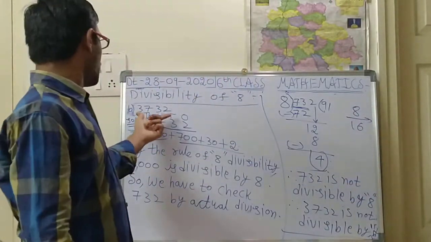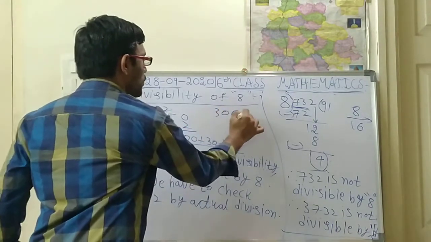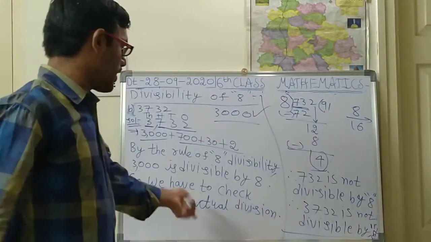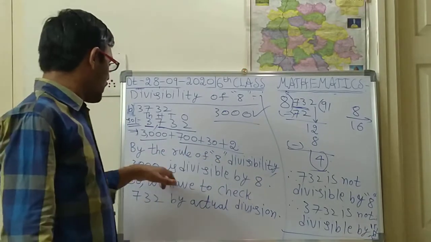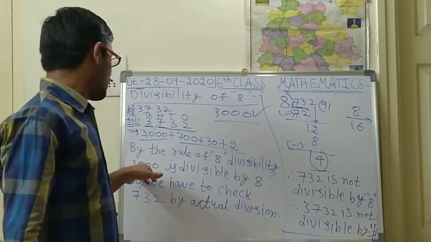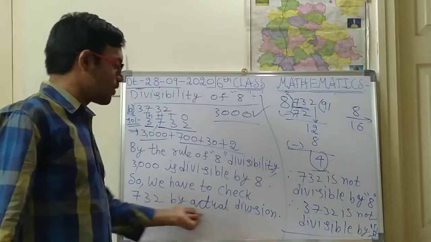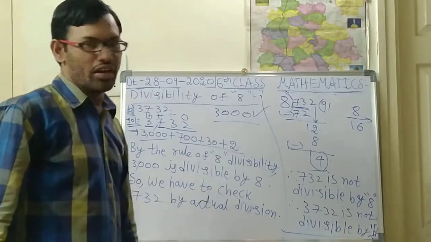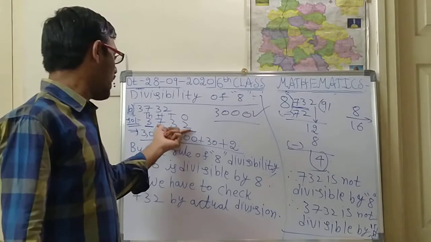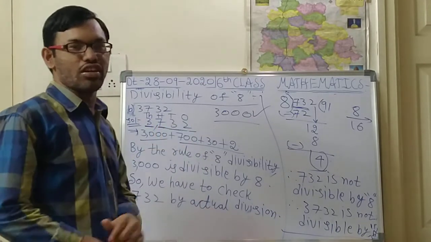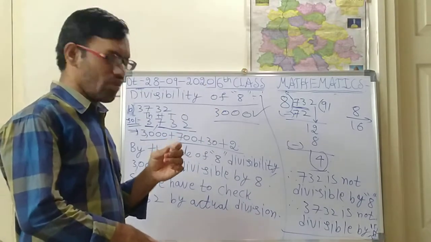Suppose instead of 732, if the three digits are zeros only, so 3000 only is there, then 3000 is directly divisible by 8. Here you should write: by the rule of 8 divisibility, 3000 is divisible by 8 because 3000 is a multiple of 1000. Therefore 3000 is divisible by 8. If these three digits are any numbers instead of zeros, then you are supposed to do the actual division. Hope you have understood very easily.